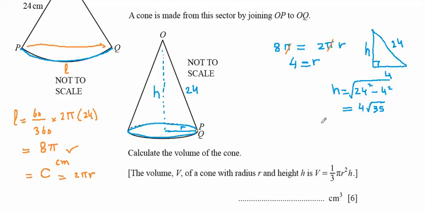Volume of this cone will be equal to 1 over 3 pi r square h. So it means volume is equal to 1 over 3 pi, r is 4 square, into h, which is 4 root 35. Okay, now we will use the calculator to find the final answer, and that answer is 396.4994 and so on. So we will round it to 3 significant figures.